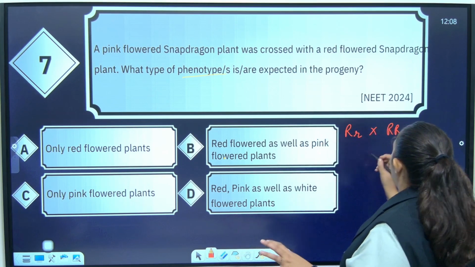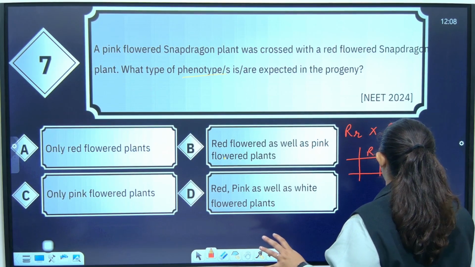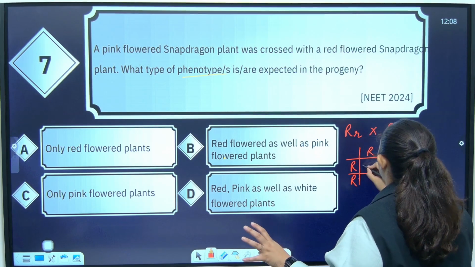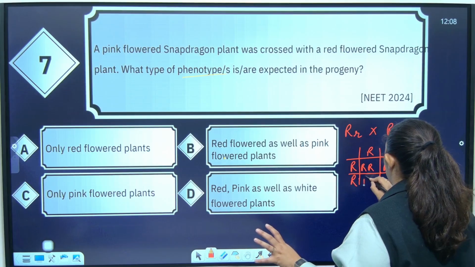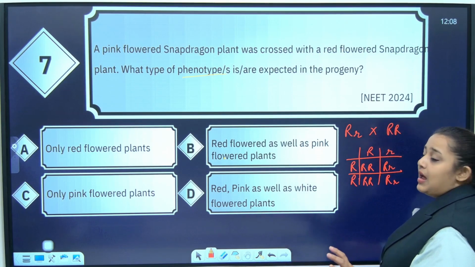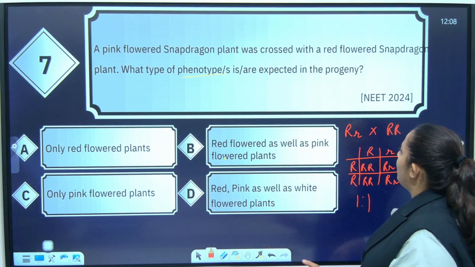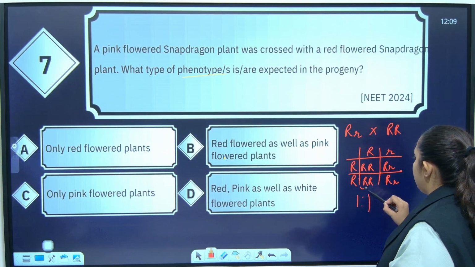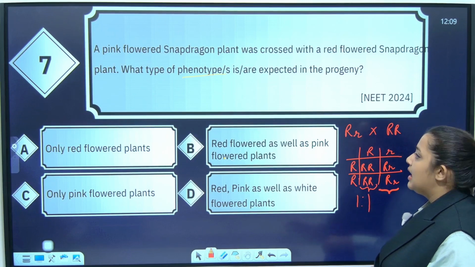Okay, now how do you do this? You directly draw punnet. Capital R, small r, capital R, and capital R. What do you get? Two capital R's, capital R, small r, two capital R's, capital R, small r. So the ratio we are getting is 1 is to 1 over here. What is the phenotype? Phenotype is 50% will be red and 50% are going to be pink.